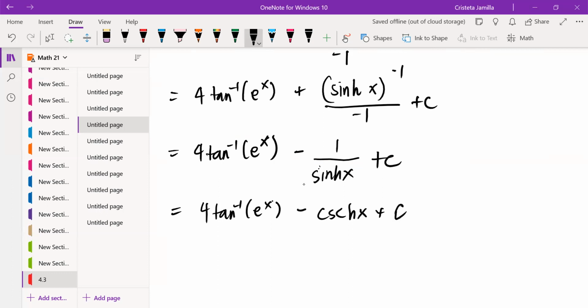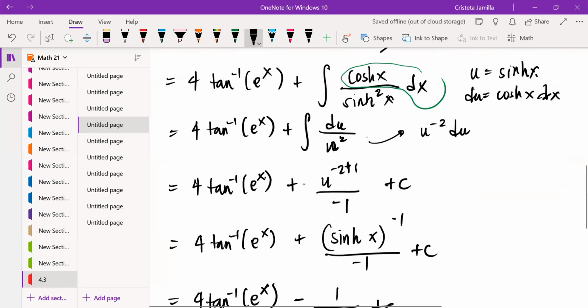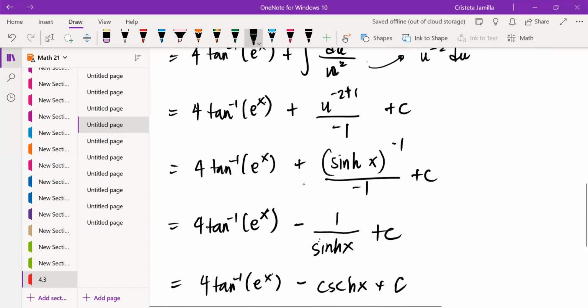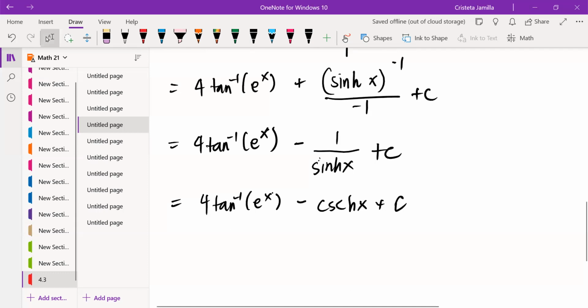Note that I just used the first definition for the integral. You can use the second definition as well for the integral of hyperbolic secant of u. It's okay. So that is it. Thank you for listening.